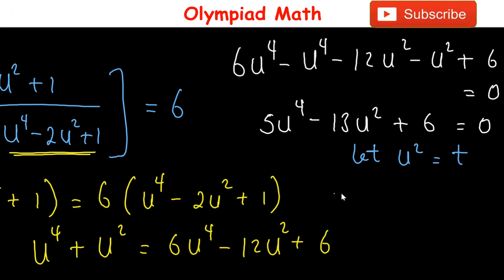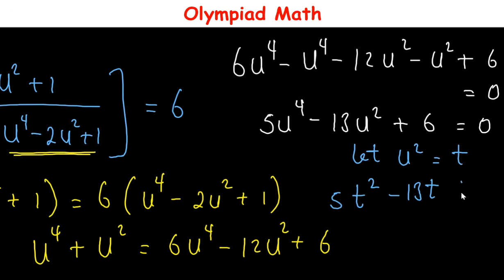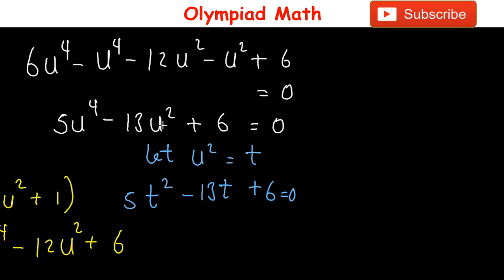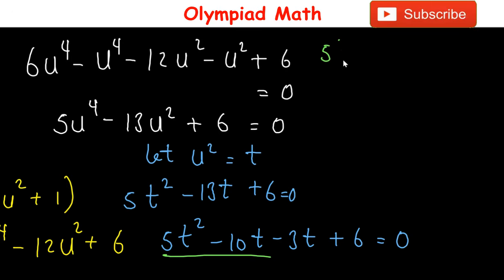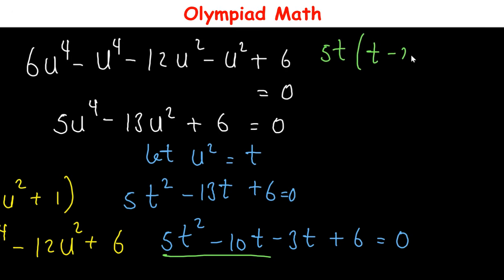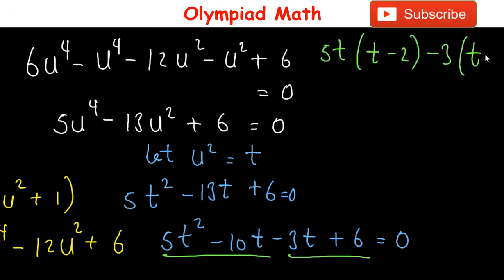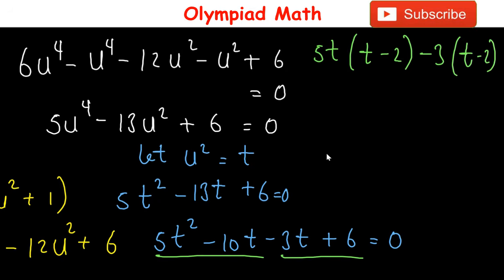So this equation becomes 5t^2 - 13t + 6 = 0. This equation is factorizable. We have 5t^2 - 13t written as -10t - 3t + 6 = 0. Factorizing out 5t, we have 5t(t - 2). Factorizing out -3, we have -3(t - 2), and this is equal to 0.